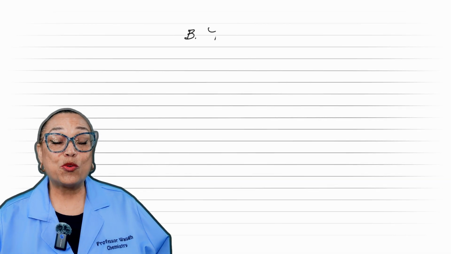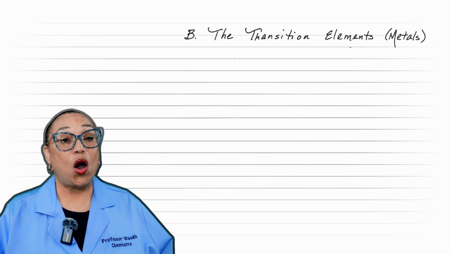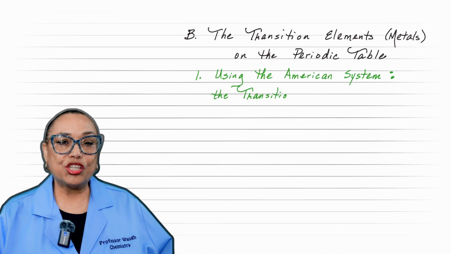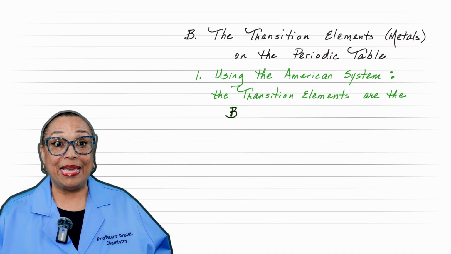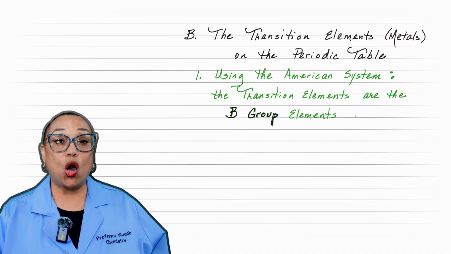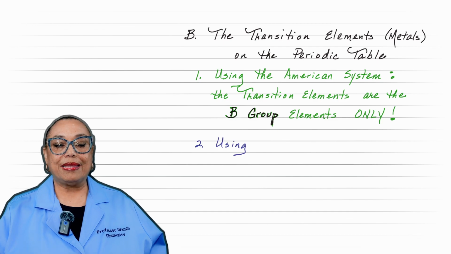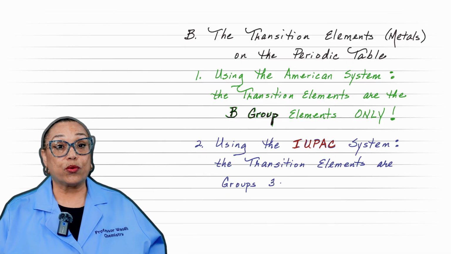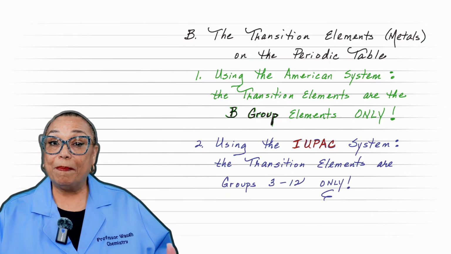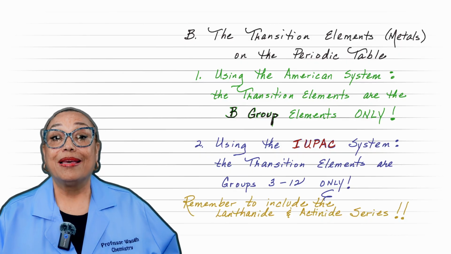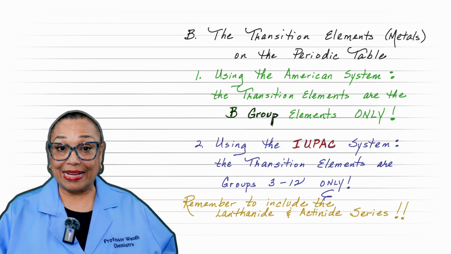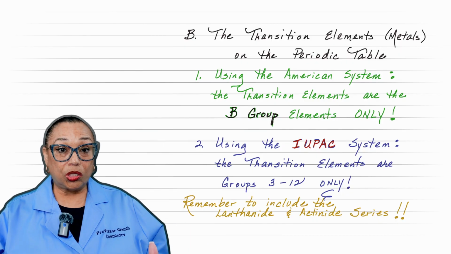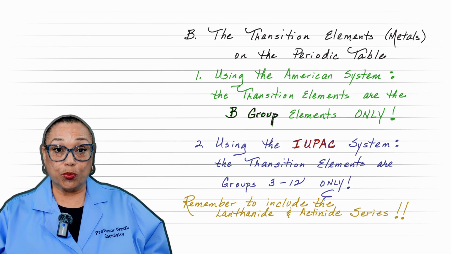Now let's talk about the transition elements or metals on the periodic table. Using the American system, the transition elements are the B, as in boy, elements only. Now, using the IUPAC system, the transition elements are groups 3 through 12 only. Now, remember that you must include the lanthanide series and the actinide series at the bottom of the periodic table. They're all a part of the B group elements.